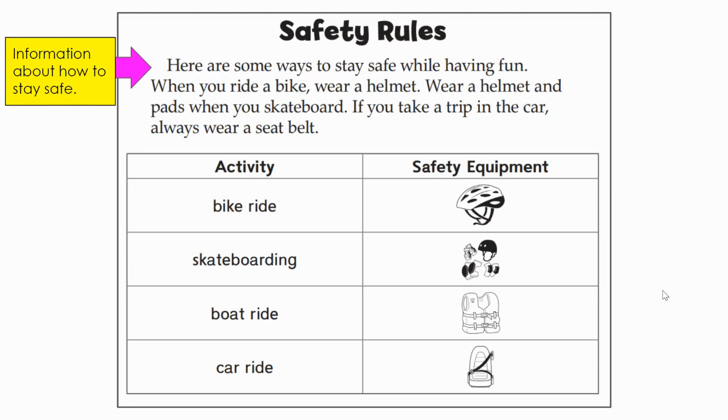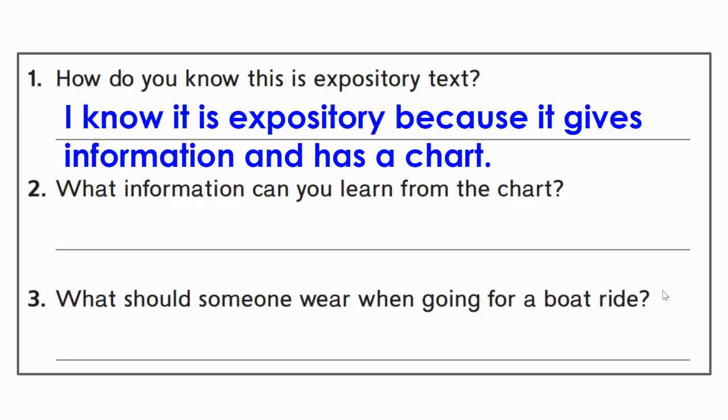Well, in the top paragraph, we get information about how to stay safe. It's giving us information. It also has text features like a chart. So that is how we know it is expository. I know it is expository because it gives information and has a chart. Please write your response in a complete sentence, starting with a capital letter and ending with a period.